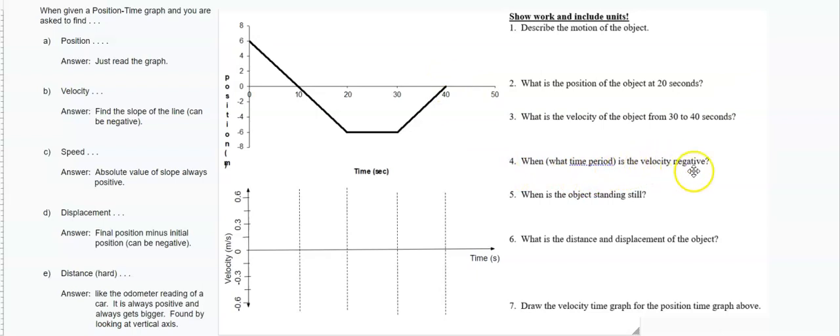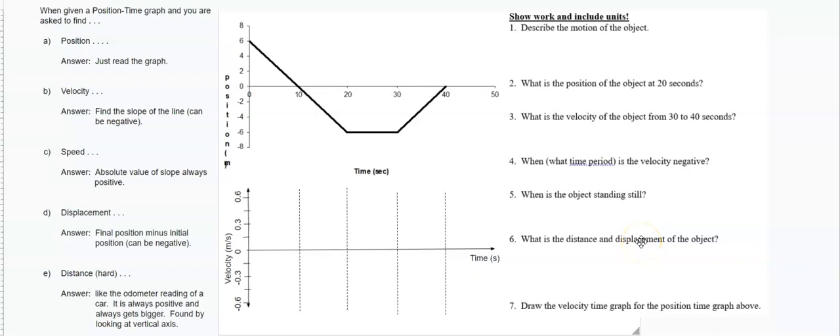What time period is the velocity negative? Well, that's when the slope's negative. So that's from 0 seconds to 20 seconds. When is it standing still? Well, if it's standing still, that means it's not moving, which means the speed is 0. That means steepness is 0. It also means the velocity is 0. The only time that has a slope of 0, remember slope is velocity, is right here. So from 20 to 30 seconds.